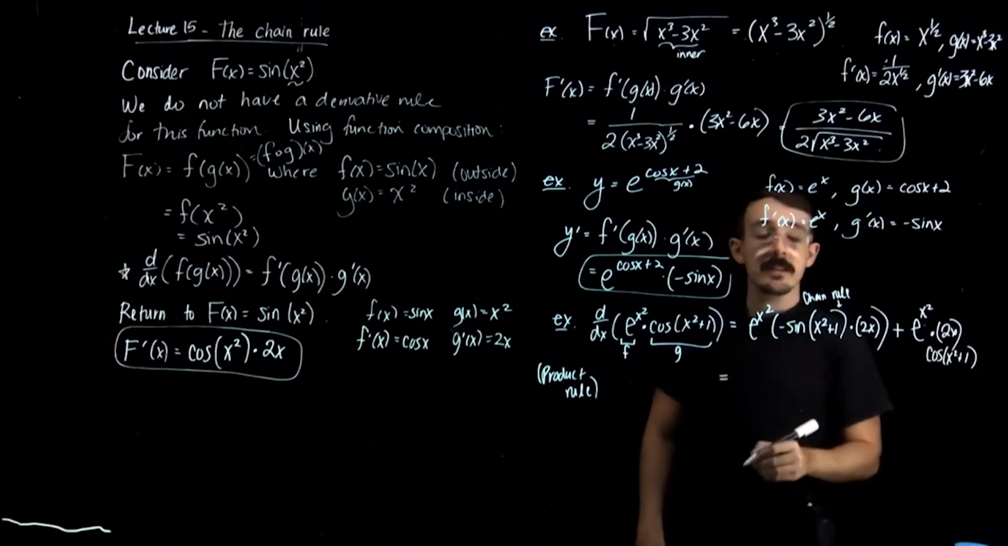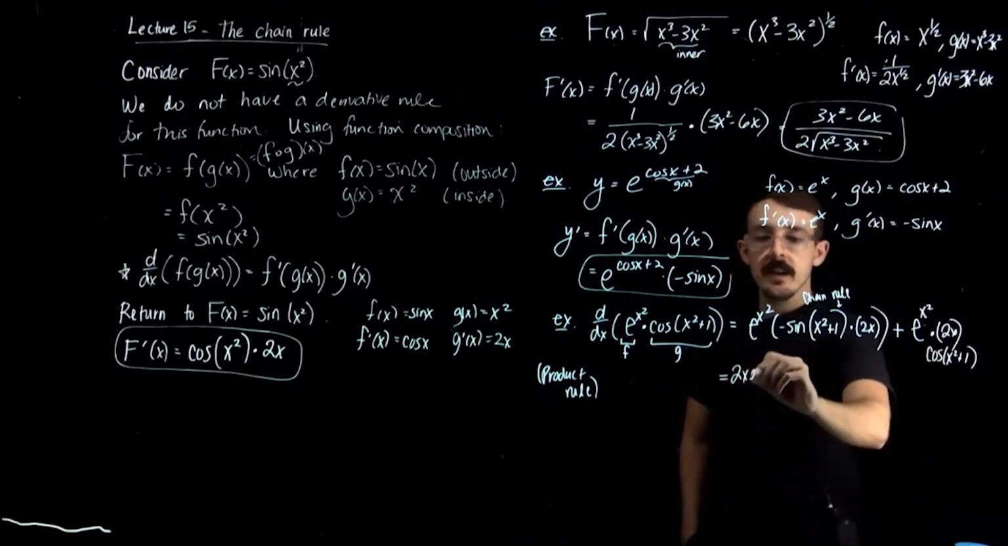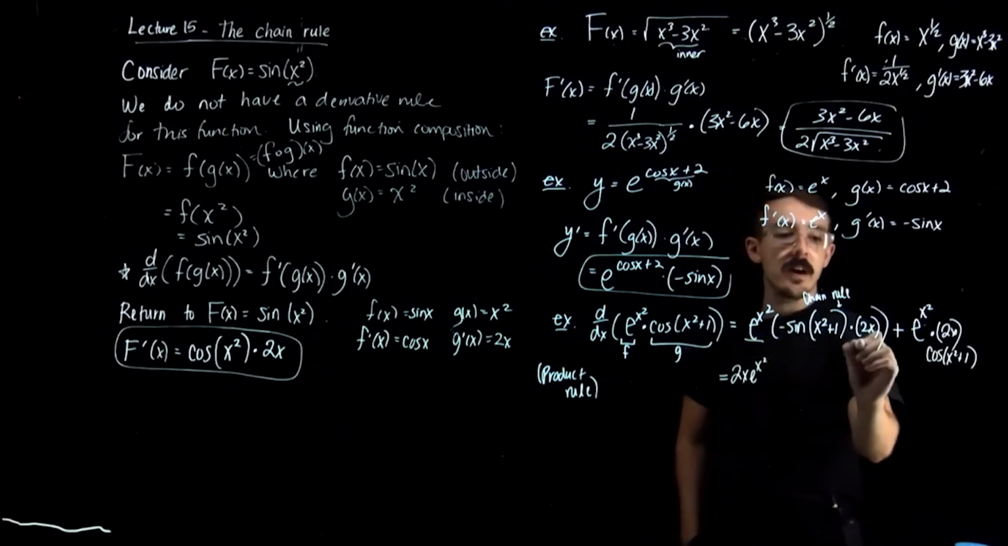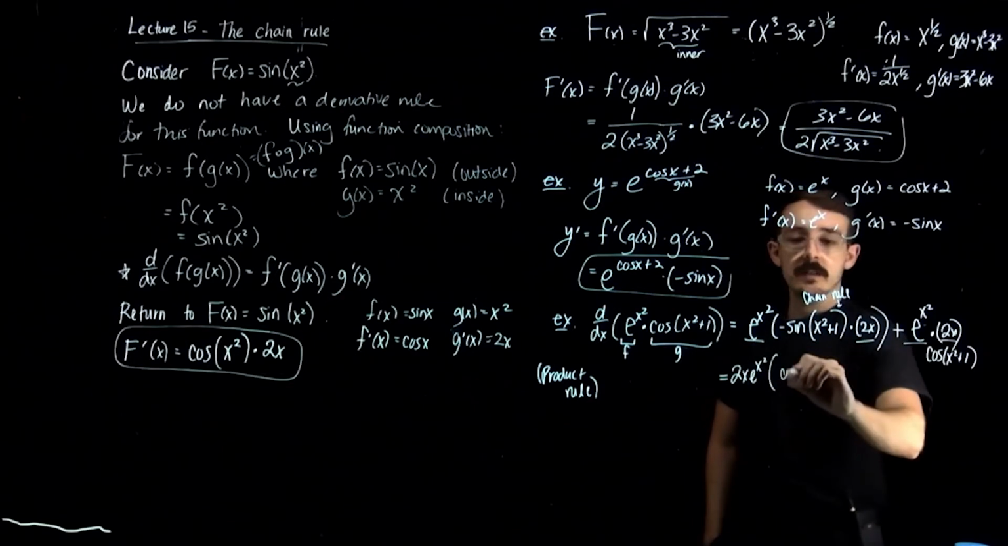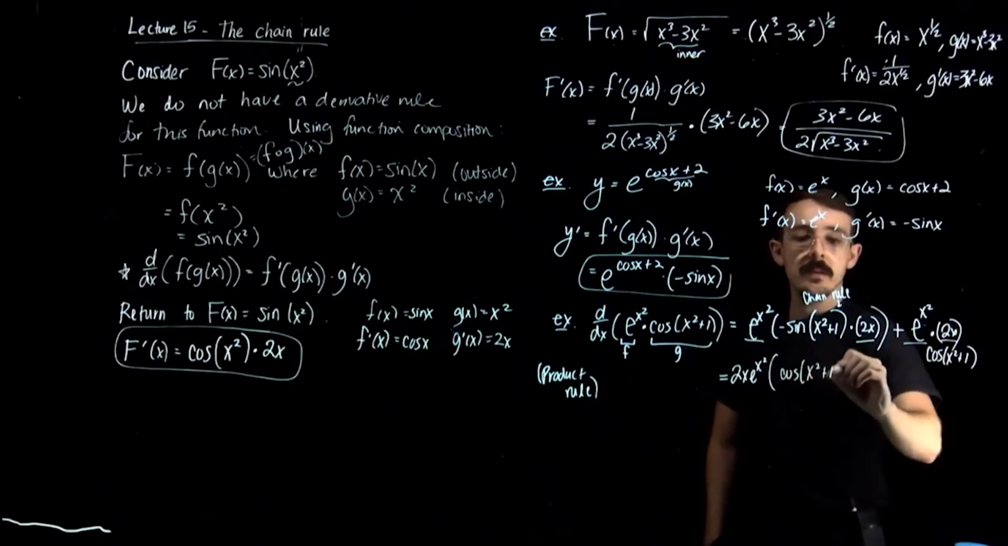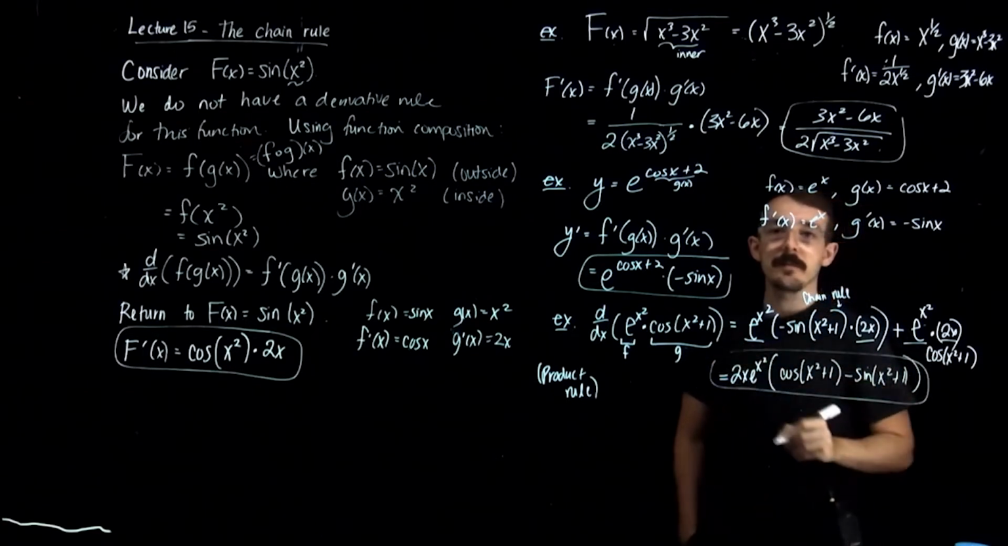And we can probably make this look a little better now. So all of them have a 2x and an e to the x squared in common. So you can see that in both terms. And what I'm left with here is cosine of x squared plus 1 minus sine of x squared plus 1. And that at least looks a little better than what we started with.